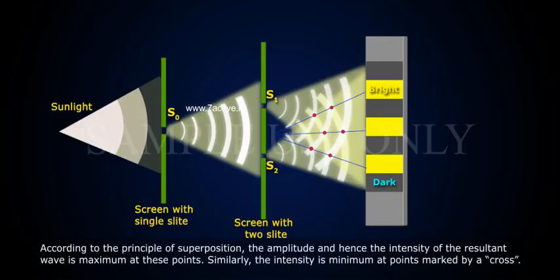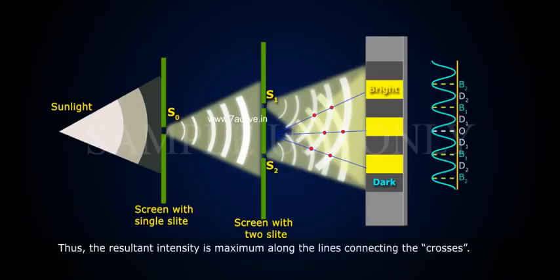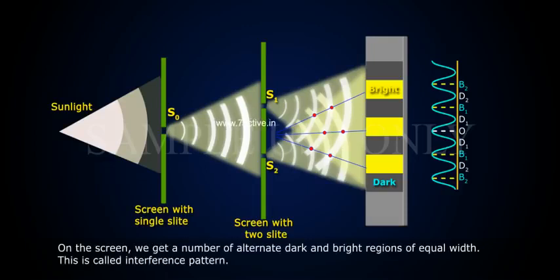According to the principle of superposition, the amplitude and hence the intensity of the resultant wave is maximum at these points. Similarly, the intensity is minimum at points marked by a cross. Thus, the resultant intensity is maximum along the lines connecting the crosses. On the screen we get a number of alternate dark and bright regions of equal width. This is called interference pattern.